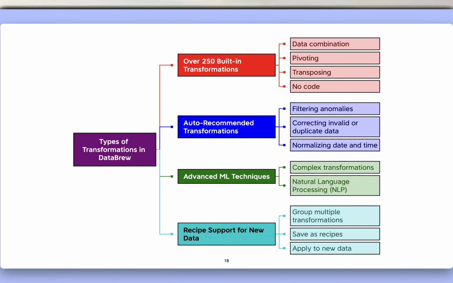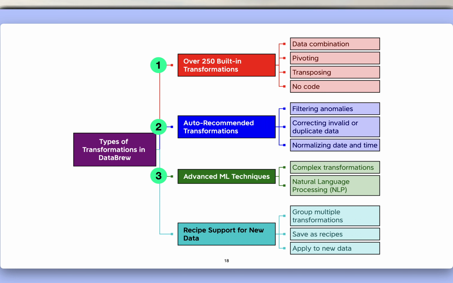Types of transformations in DataBrew. 1. Over 250 built-in transformations. DataBrew offers a wide array of more than 250 built-in transformations that enable data combination, pivoting, and transposing without the need to write code. 2. Auto-recommended transformations. The platform automatically suggests transformations, such as filtering anomalies, correcting invalid or duplicate data, and normalizing to standard date and time values.